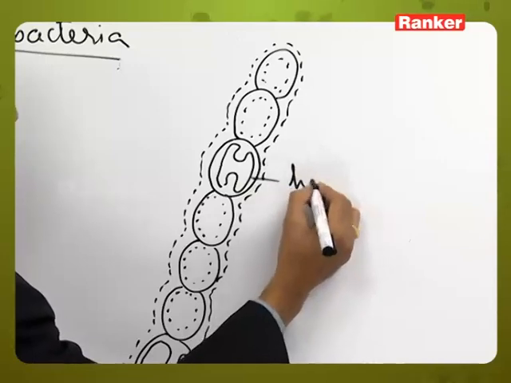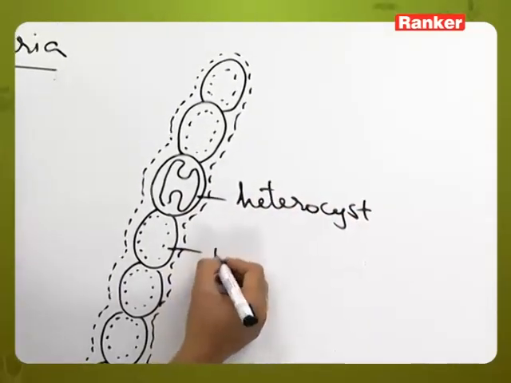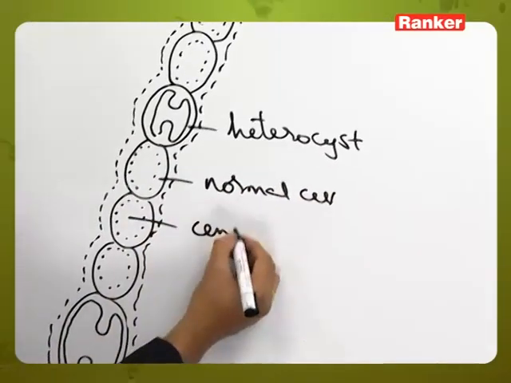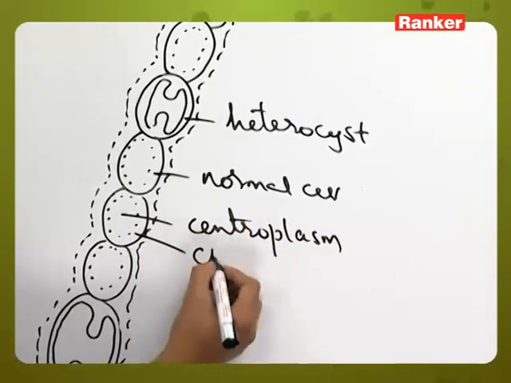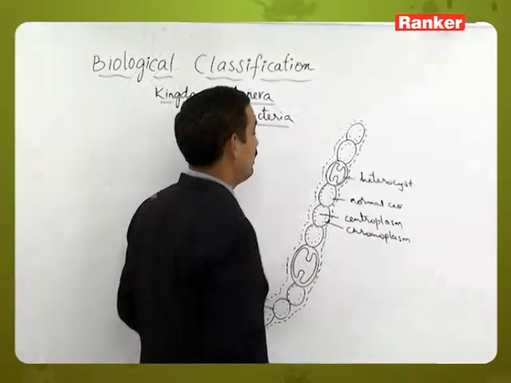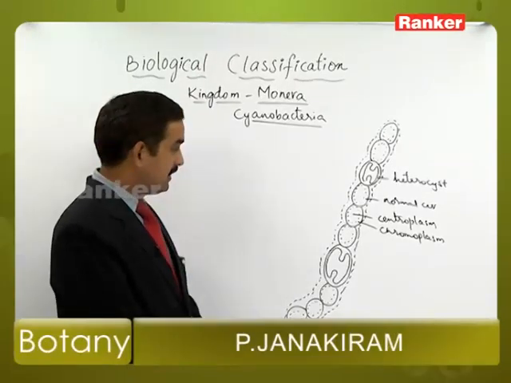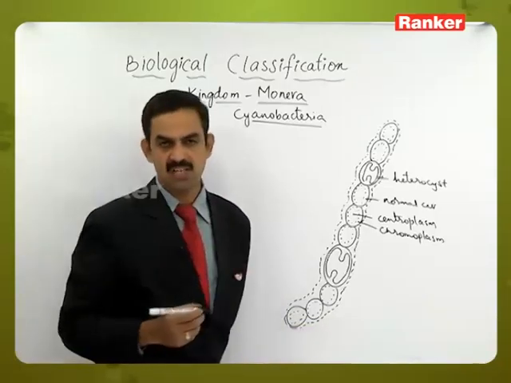So this is a heterocyst cell, and these are the normal cells with a centroplasm and peripheral chromoplasm. If the heterocystous forms are there, these heterocystous forms will take up the function of nitrogen fixation.